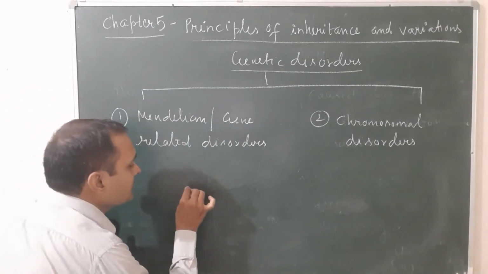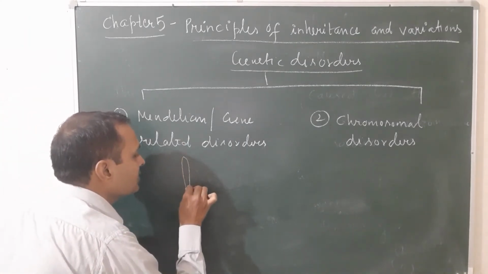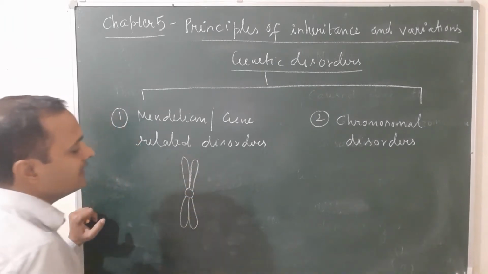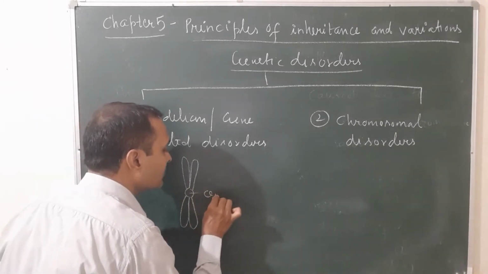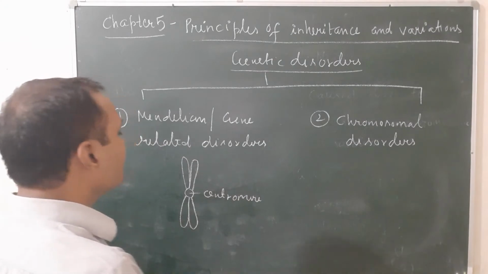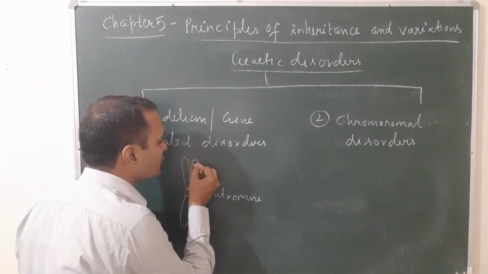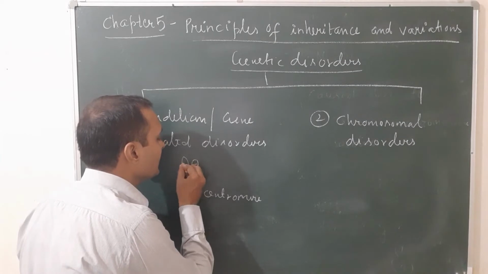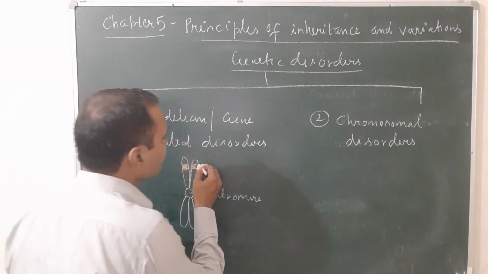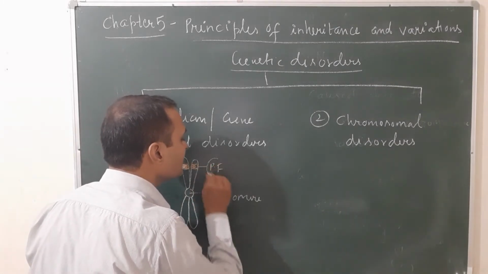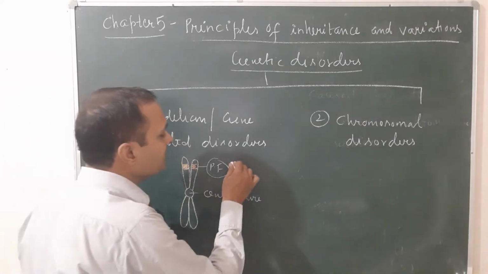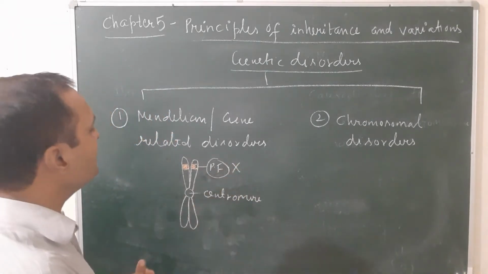How are they caused? Suppose that this is the chromosome. You know, each chromosome consists of two chromatids, and the chromatids are held at the center, and this is known as the centromere. So in case of gene-related disorders, certain genes present on the chromosome become mutated or non-functional. It becomes abnormal. Suppose that this gene is responsible for a particular function, but when mutation takes place, the sequence of the DNA changes. Then what happens? This gene becomes non-functional.